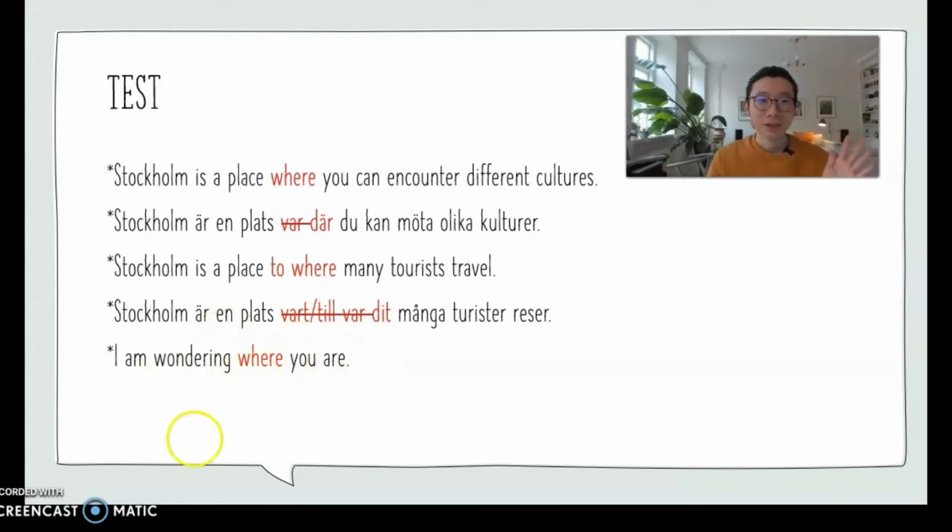Yes, the correct answer should be Jag undrar var du är. Jag undrar var du är. Here, you should use var because it is a question word here. I'm wondering where you are.